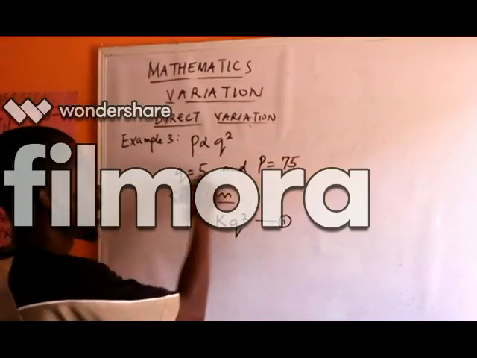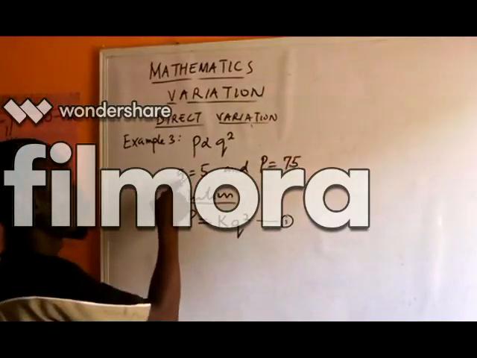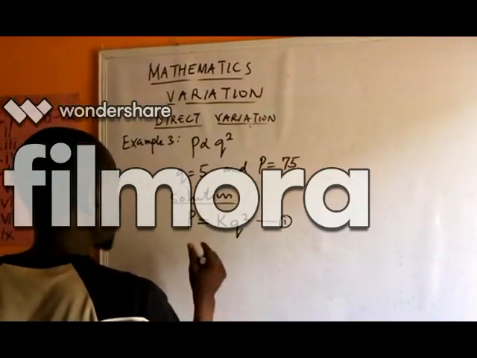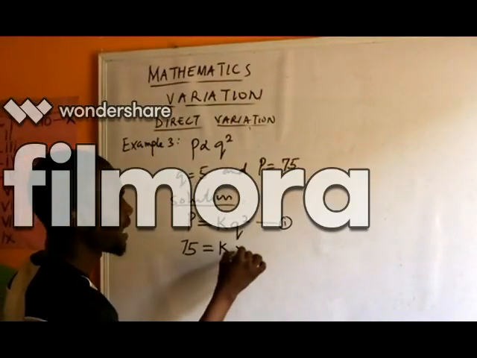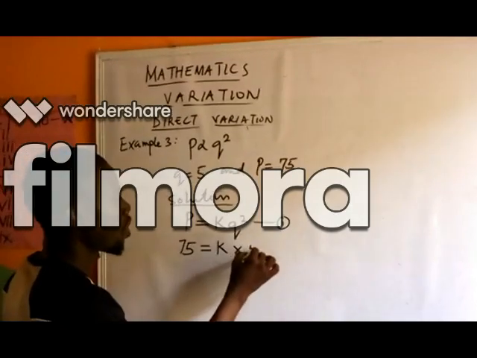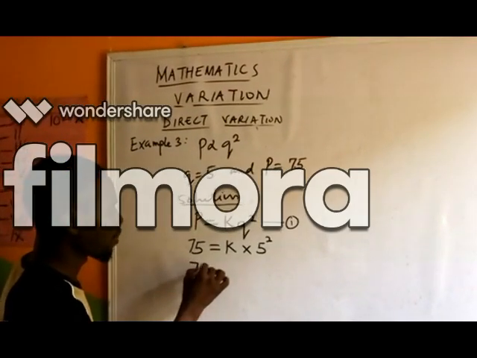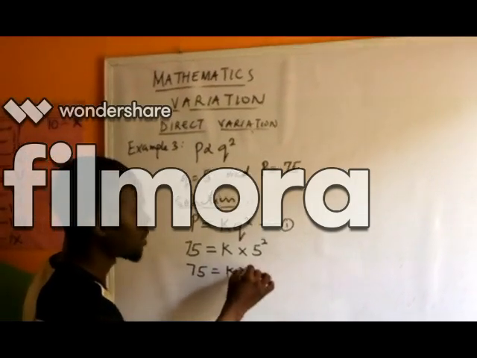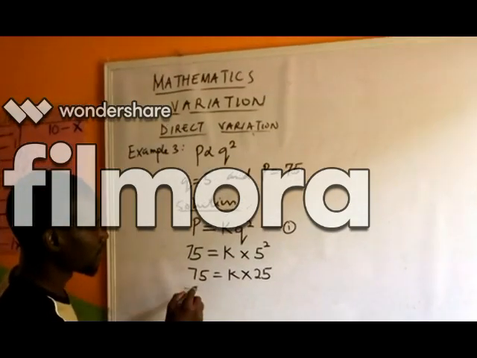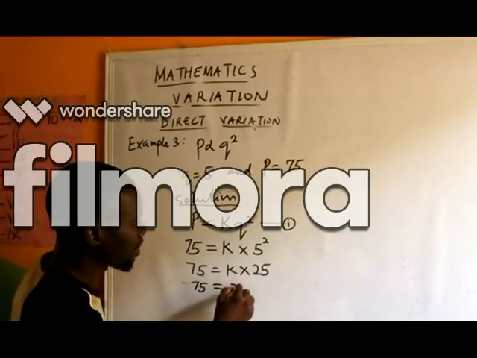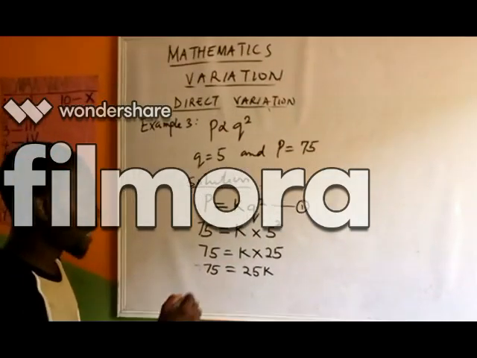Now, you change the values. This means put 75 in place of P, put 5 in place of Q. Now, you say 75 equals K times, what's the value of your Q? 5. You have a square here. When you do this, you have 75 equals K times 25. Let me write it: 25K. For you to find the value of K, divide both sides by 25.